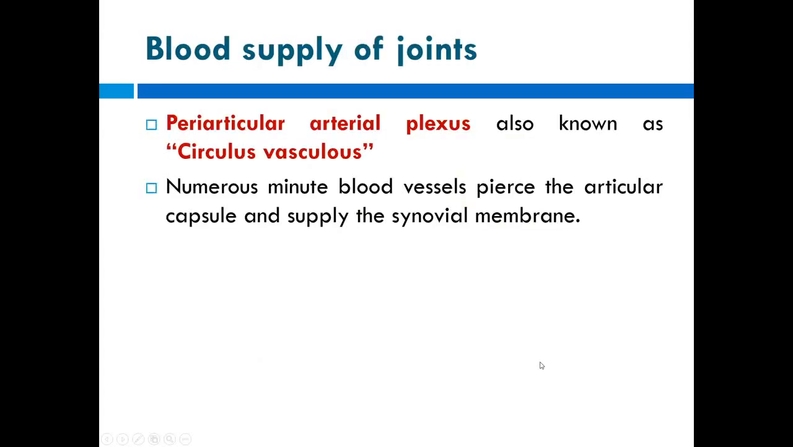Now, in short, about the blood supply of joints. The blood supply is carried out by unnamed arterial plexus. They are commonly regarded as periarticular arterial plexus. Circulus vasculosus, they are also known. These are the small or minute blood vessels which are mainly coming from the systemic arteries present close to the joint. These arteries first pierce the articular capsule and ultimately end at the synovial membrane.